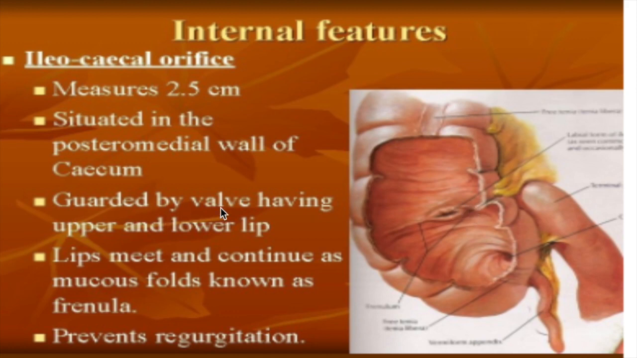It is guarded by a valve having upper and lower lips. These lips meet and continue as the mucosal folds, nothing but frenula. This is the left mucosal fold, or left frenula, and this is the right mucosal fold, which is long and thin. The left mucosal fold is short and rounded. This ileocecal orifice regulates the passage of food from the ileum to the cecum. Along with that, it prevents the regurgitation from the cecum to the ileum.